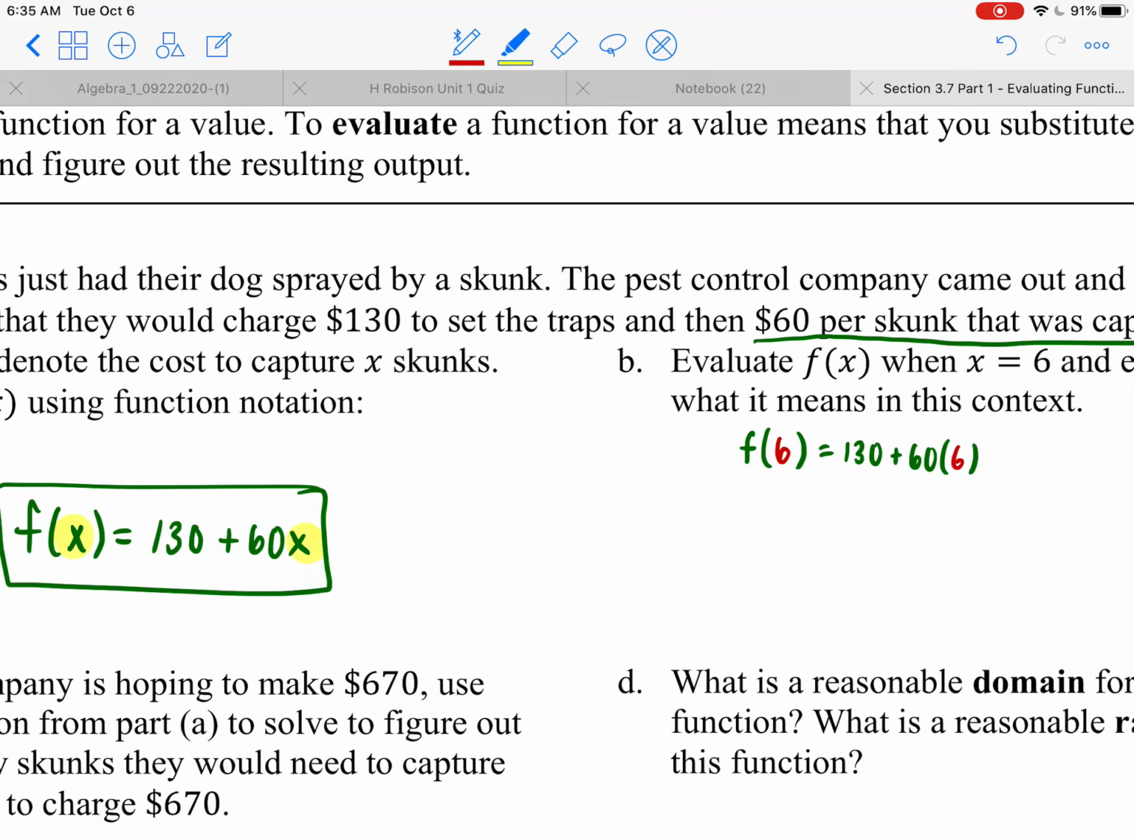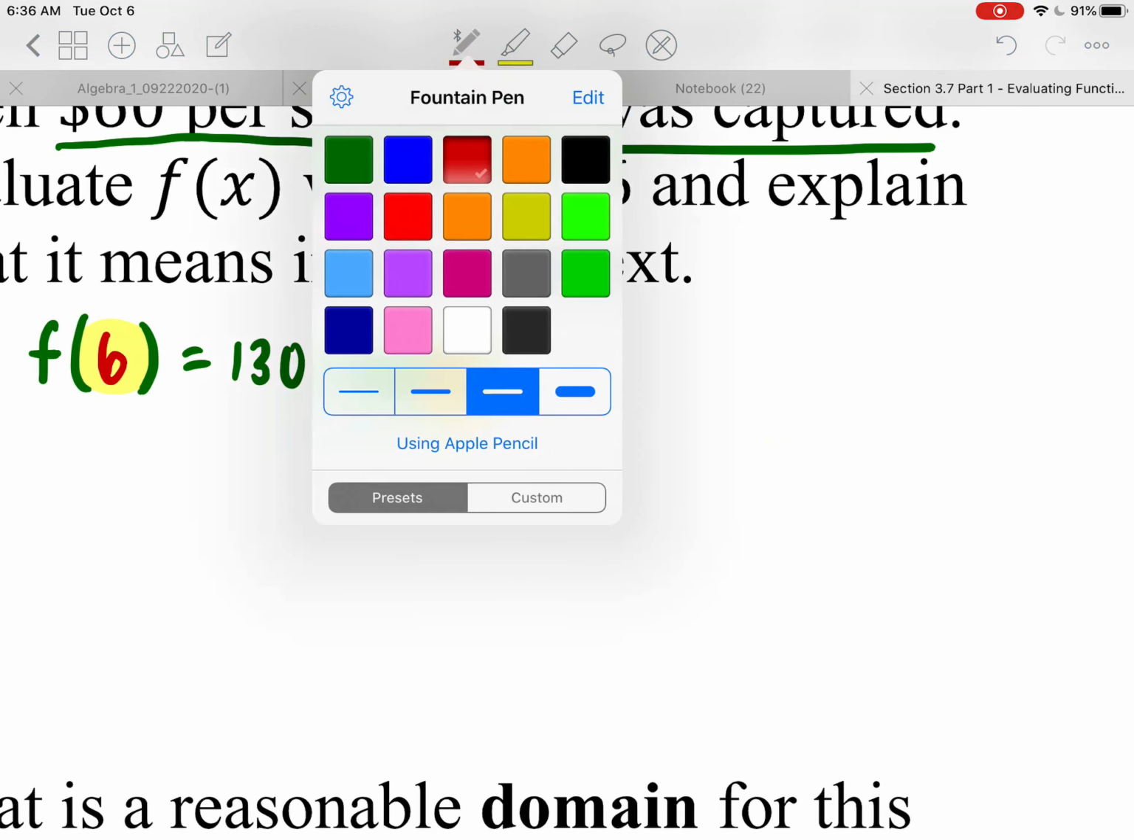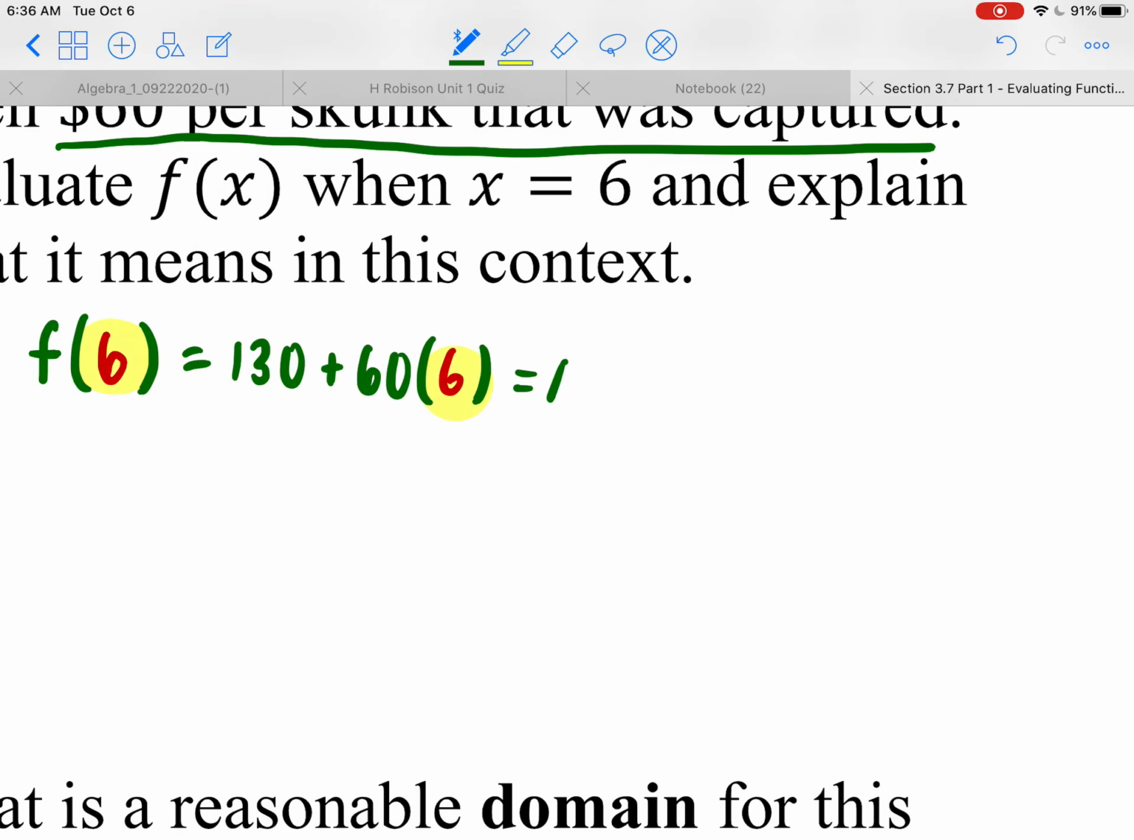See how I'm highlighting the x's in yellow here? So we took the x here and replaced it with a 6, and we took the x here and replaced it with a 6 there. So what would this be? This would be 130 plus 360. 60 times 6 is 360. So that would be a cost of $490.